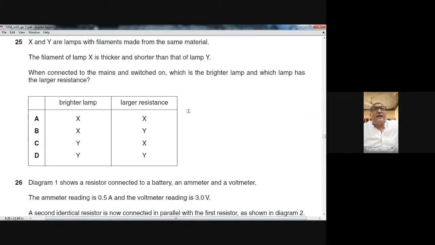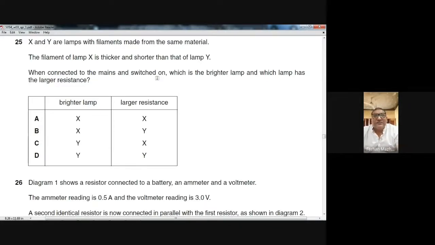X and Y are lamps with filaments made from the same material. The filament of the lamp X is thicker and shorter than that of the lamp Y. When connected to the mains and switched on, which is the brighter lamp and which has a larger resistance? You see, they are connected to the same mains supply, which means they are getting the same voltage. Now the brightness will depend upon the amount of current flowing through them.